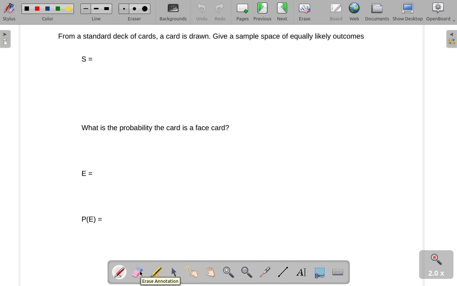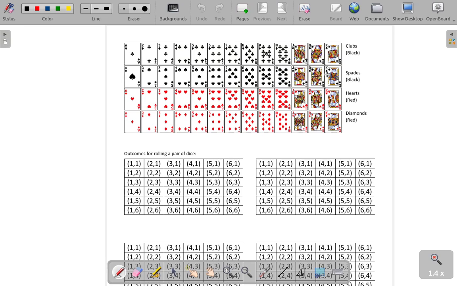Dyson card chart. So here's the Dyson card chart. You can see we have some examples for rolling pairs of dice down here. That's useful for other questions, but we're more interested in the full deck of cards. This is a standard 52 card deck. This is really the only deck that we're going to be using in this class. And if you're interested in seeing this PDF, it's called the Dyson card chart, and you can find it on MyLabs Plus. It's just one of the links on there.